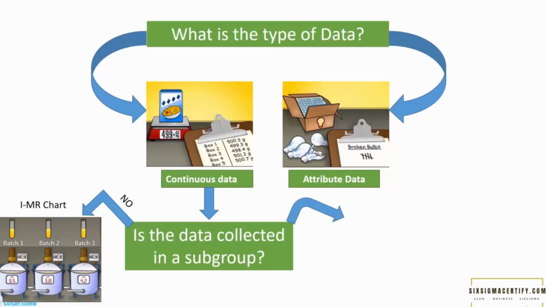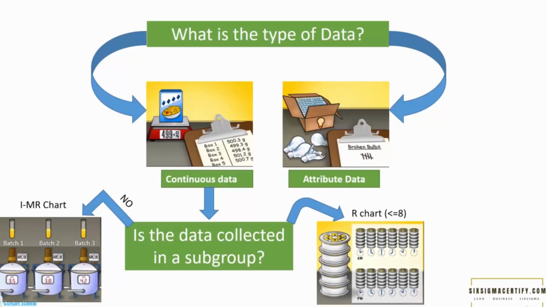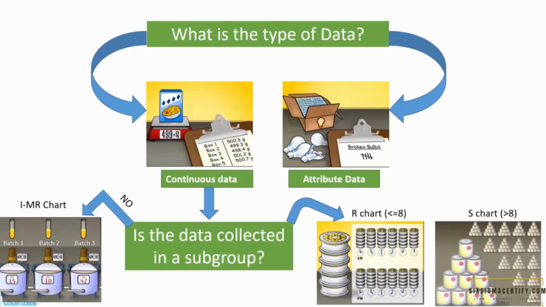Next, if the data is collected in a subgroup and if the subgroups are lesser or equal to 8, then we go to the R chart. If the defects of something are measured in subgroups, the subgroups are AM and PM here, and they are samples in different intervals of time, so we are good to go with the R chart, given that our subgroup is lesser or equal to 8. The next chart is the S chart. If our subgroup is more than 8 and if it is continuous data, we should always select the S chart. We will learn about all these charts in detail later.